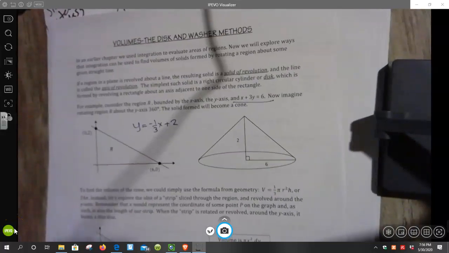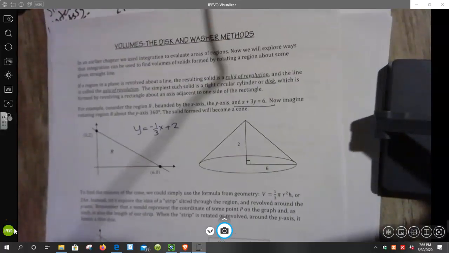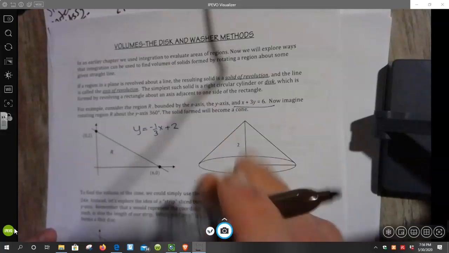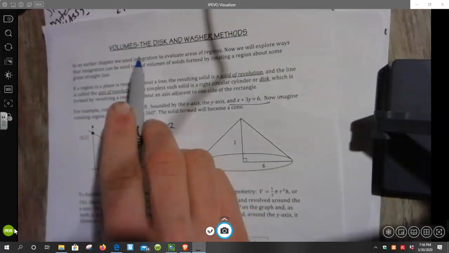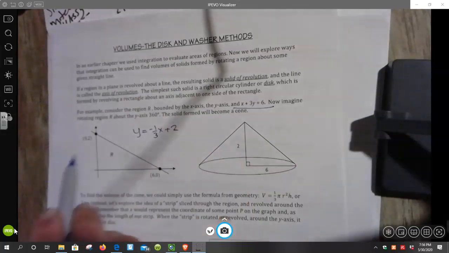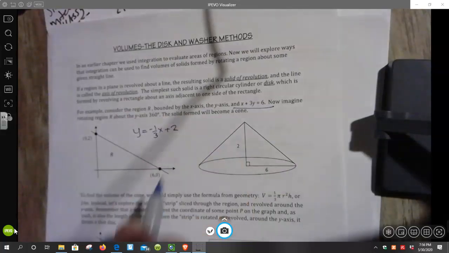Alright, volumes, the disk and washer method. So if you hit this far, kudos to you, because you really pushed yourself to learn some more calculus. It's awesome. So we're talking about volumes of disks and washers, so we're going to revolve a shape around an axis.